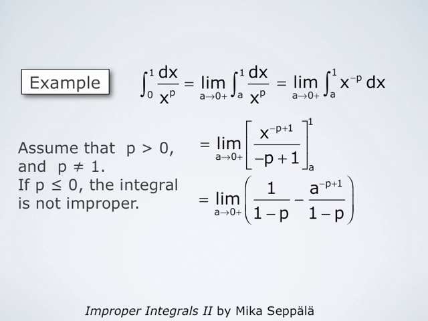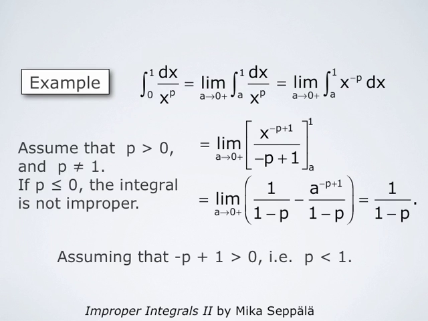Now the substitution yields, the upper limit gives 1 divided by 1 minus p, and the lower limit yields a to the power negative p plus 1 divided by 1 minus p. And a now approaches 0 through positive numbers. Now a to the power negative p plus 1 approaches also 0 if the exponent negative p plus 1 is positive. If negative p plus 1 is negative, then a to the power negative p plus 1 approaches infinity as a approaches 0 through positive numbers.